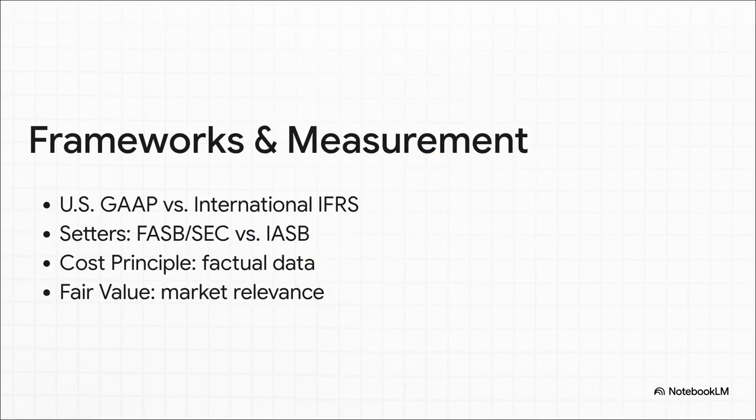Here are your visual anchors for part 1 of the review. We contrasted the US GAAP against the global IFRS. We paired up our standard setters. FASB works with the US SEC, while the IASB handles international standards. Then we nailed down measurement. The cost principle prioritizes strictly factual historical data, while the fair value principle prioritizes up-to-date market relevance.